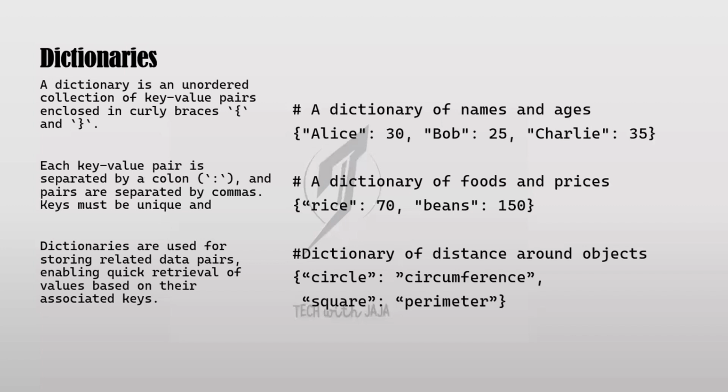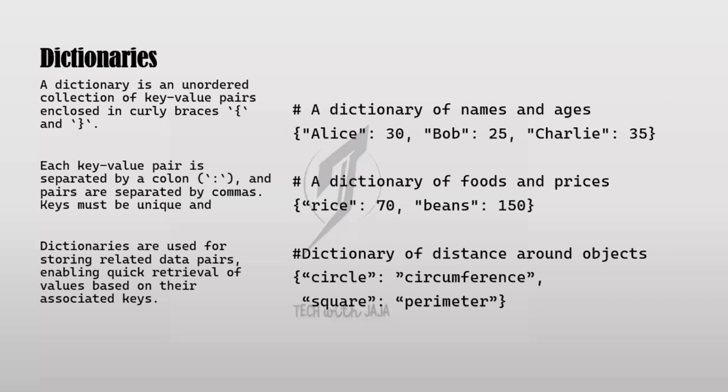Each key value pair is separated by a colon, and the pairs are separated by commas, just like lists, sets, and tuples. Dictionaries are used for storing related data pairs, enabling quick retrieval of values based on their keys. You can see here on the right, I have a dictionary of names of persons and their ages. In this case, Alice is the key, and then a colon, which is 30. We have Bob, which is 25. We have Charlie, which is 35.